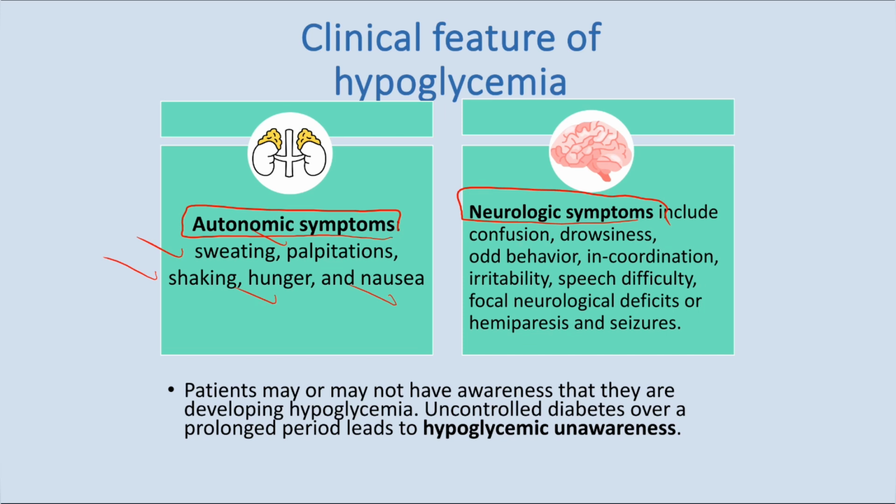What about neurological symptoms? They start from confusion, drowsiness, odd behavior, incoordination, irritability. There is difficulty in speech. It looks like a stroke. Sometimes they even have focal neurological deficits. These focal neurological deficits are very random. They do not have an exact anatomy. There might be hemiparesis, and then they may get into seizure and coma.